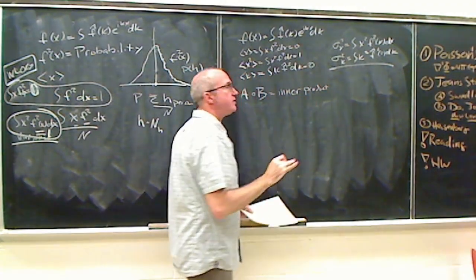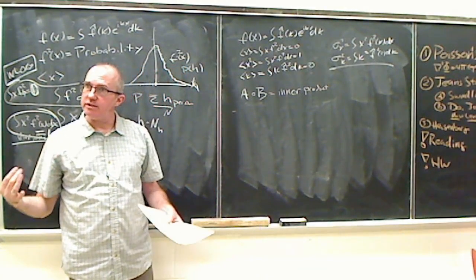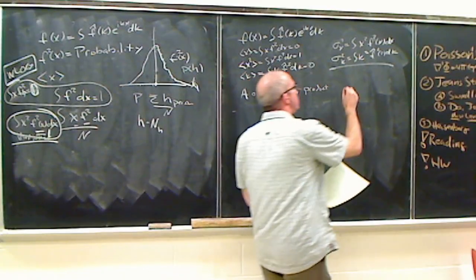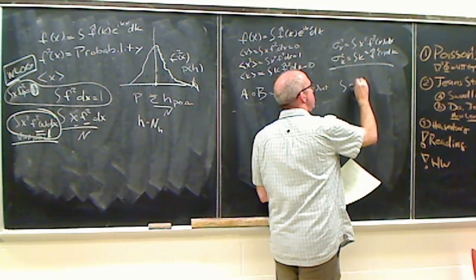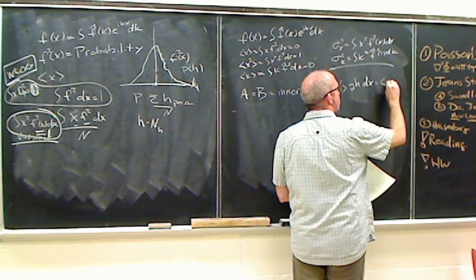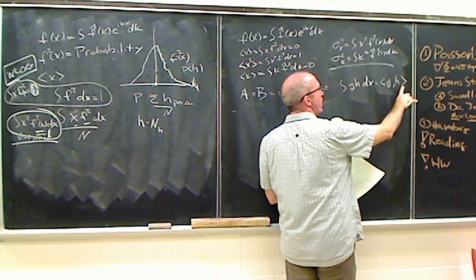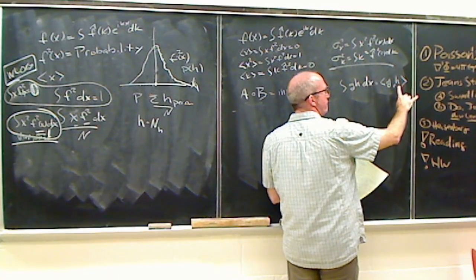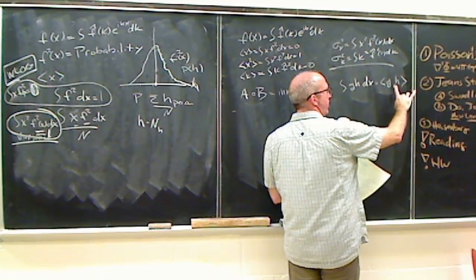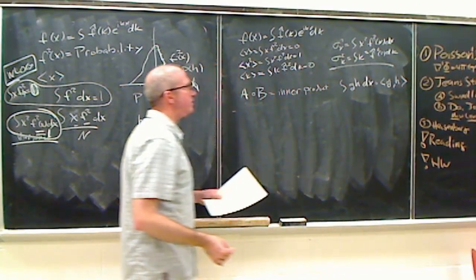That's for vectors. For a function space, the inner product of two functions is the integral of g times h dx. This is the inner product of g and h, and we typically write it with angle brackets: g comma h is the inner product of g and h.